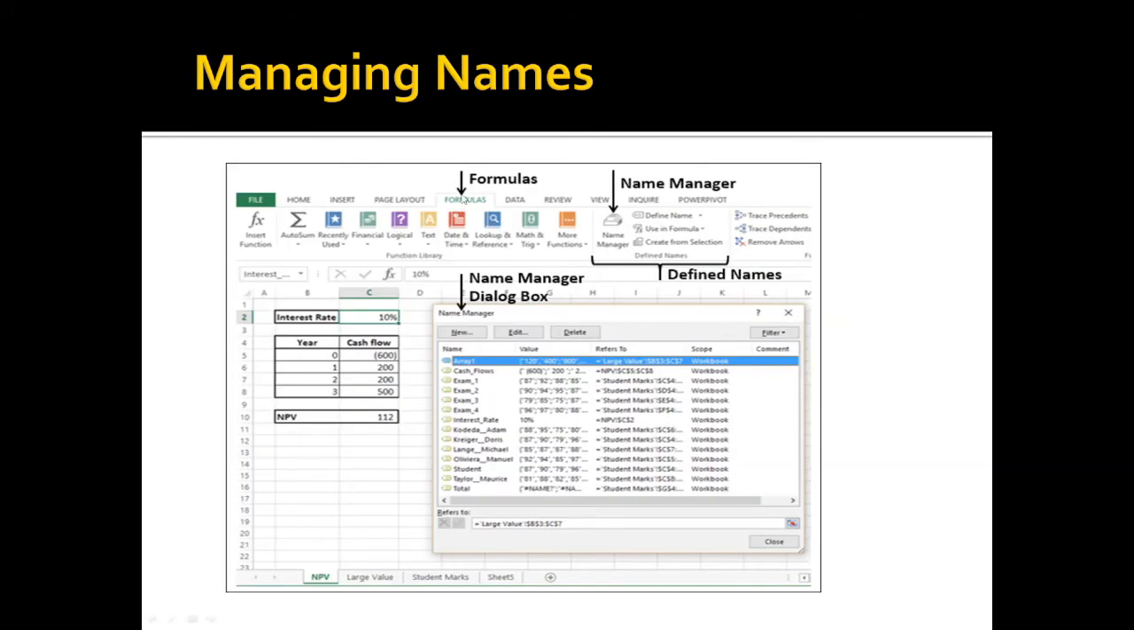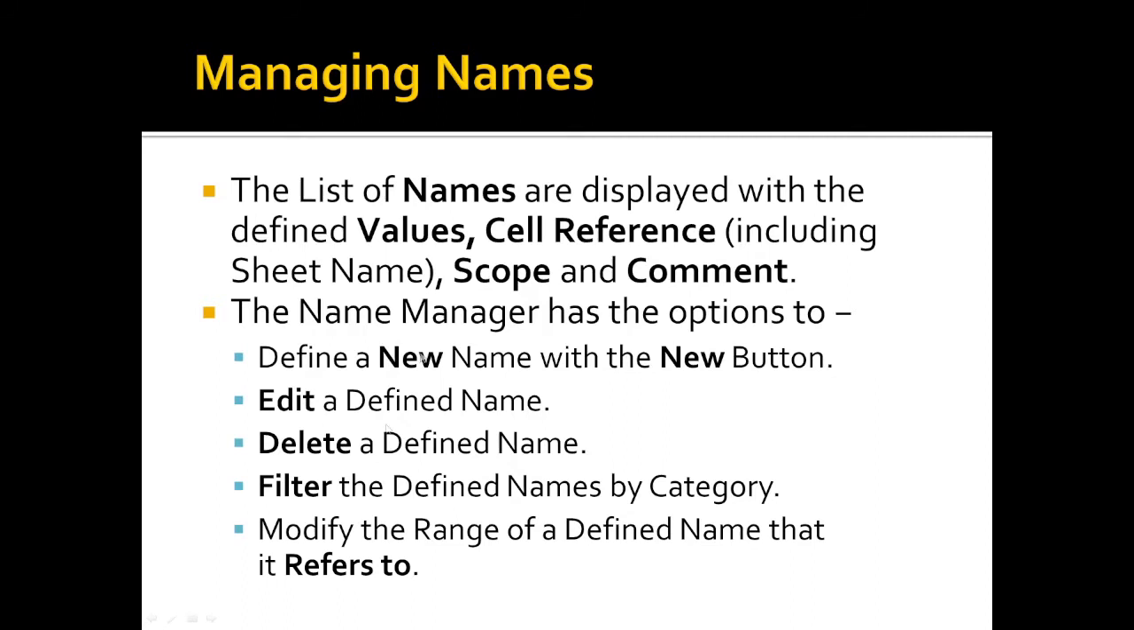We click on formulas, we click on name manager. After clicking, this dialog box appears, and you notice that all of the names are here, and we have additional information like values, refers to, scope, and comments if we place some comments. The list of names is displayed with the defined values, cell reference including sheet name, scope, and comment.